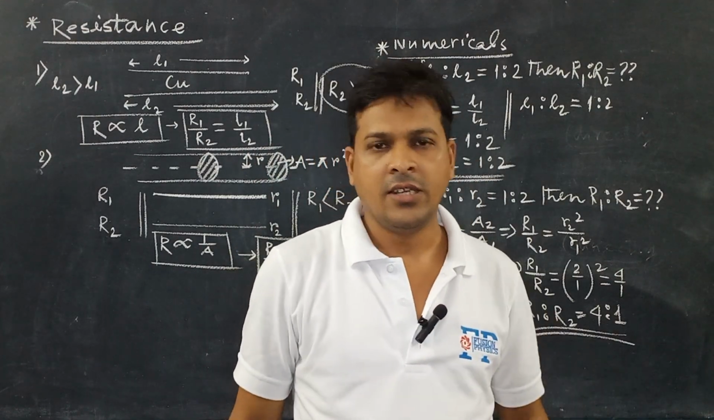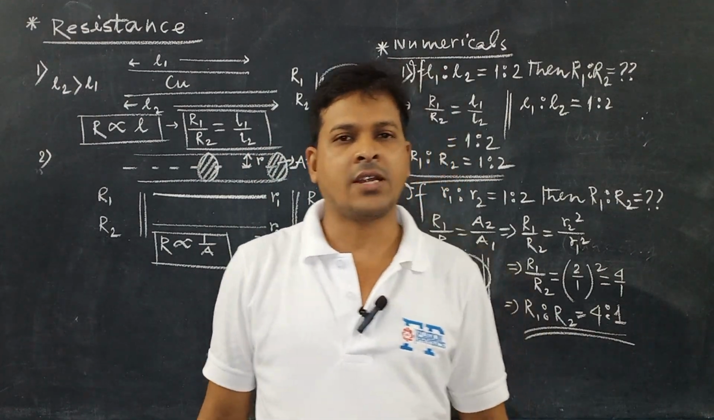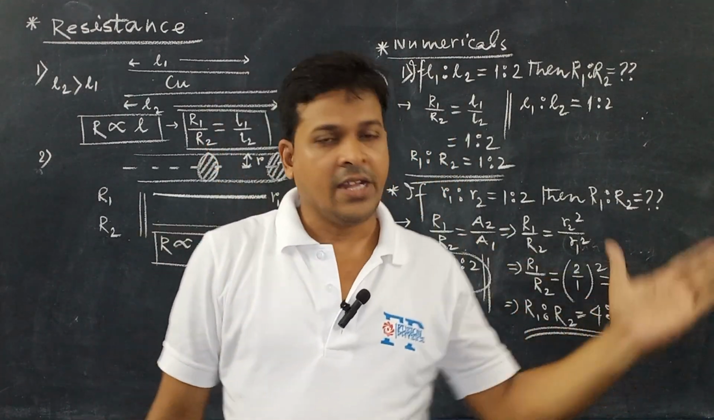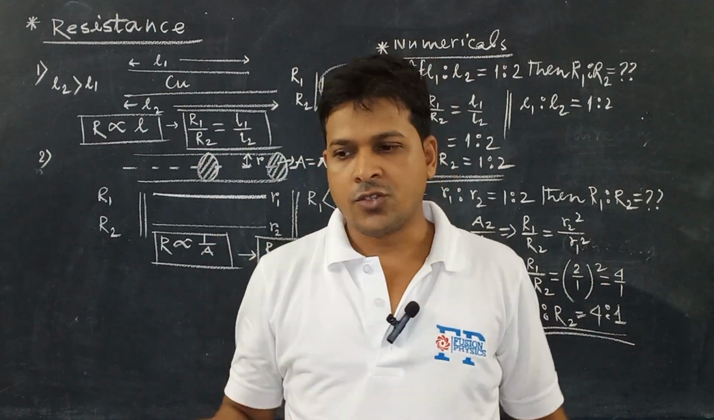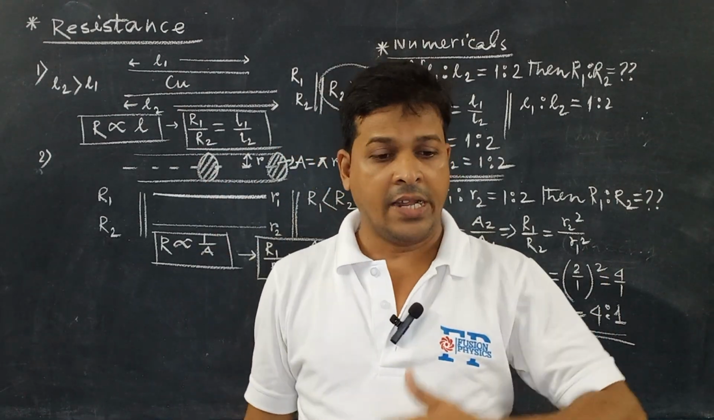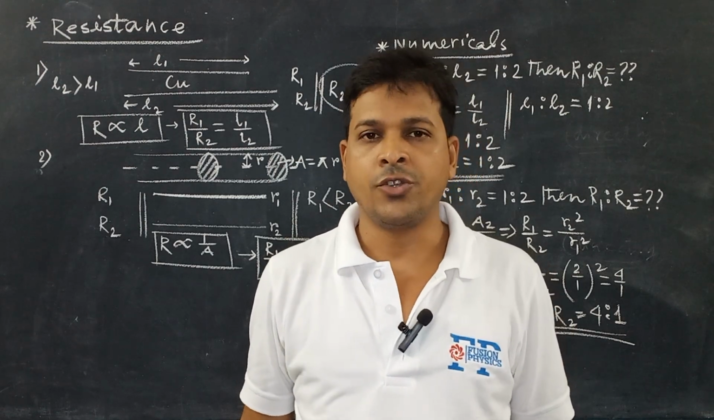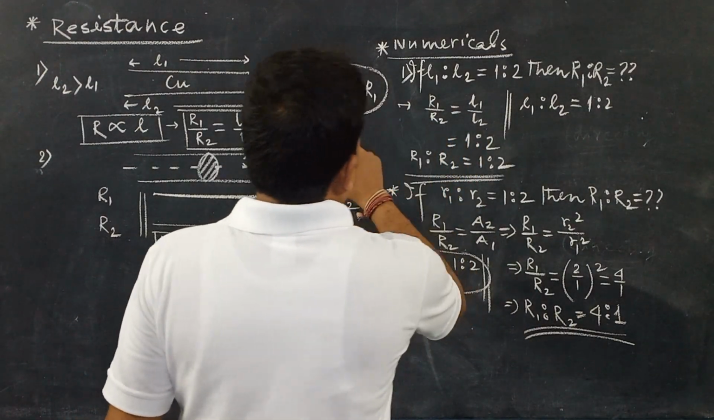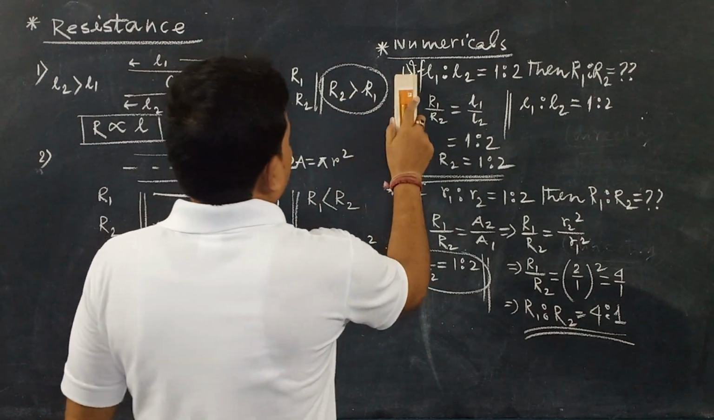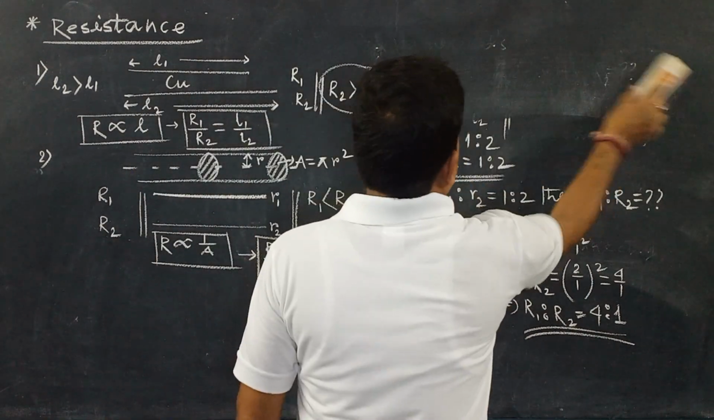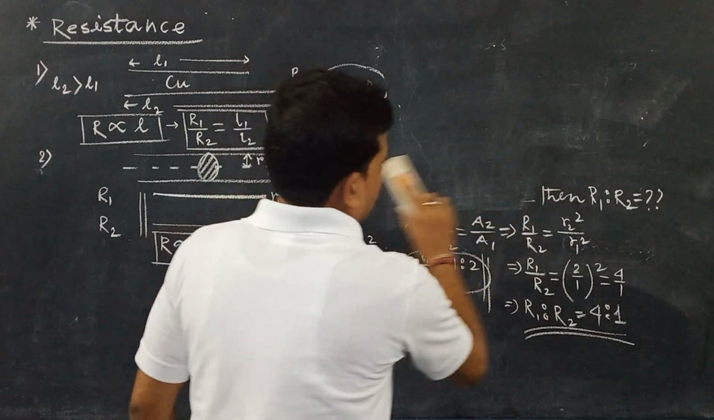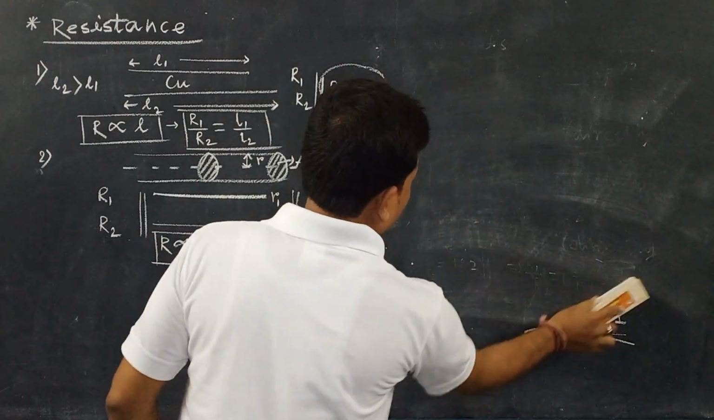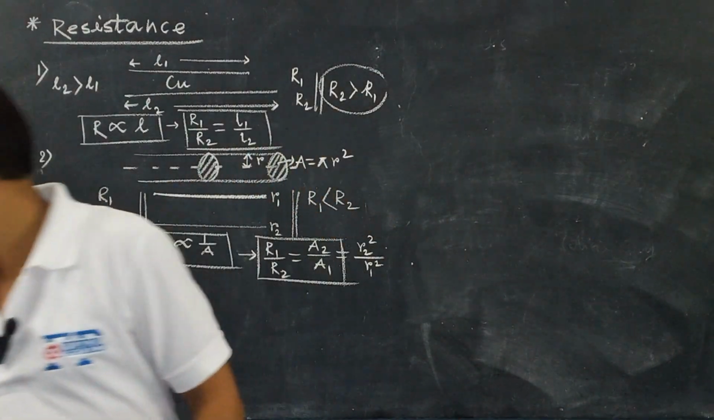If we supply heat, if we raise the temperature of the semiconductor, then we see that electrons jump from the valence band to the conduction band. As a result, the electrical conductivity increases with increasing temperature. Okay, so let's see here another important question from resistance.